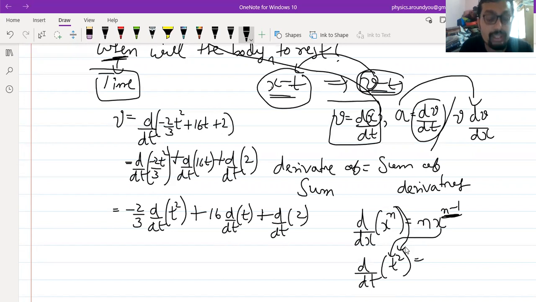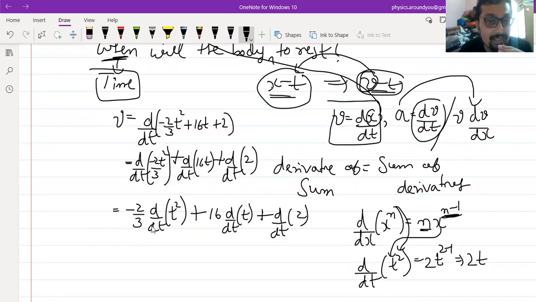2t. 2t is the answer. Correct. 2t. Why 2? Because in place of n, what do we put? 2. In place of x, what do we put? t. The answer is 2t.